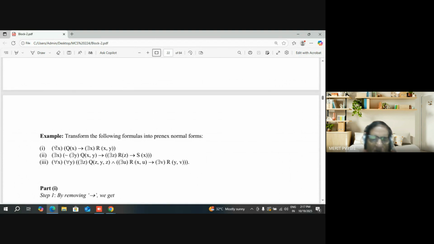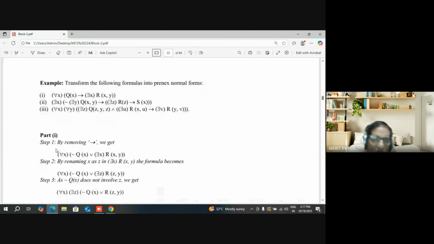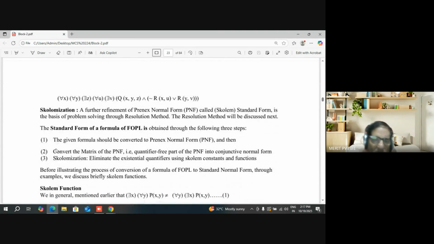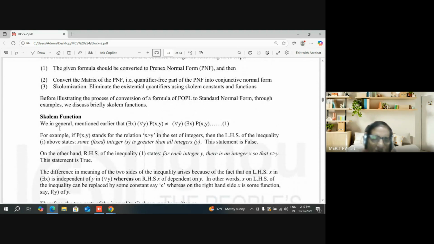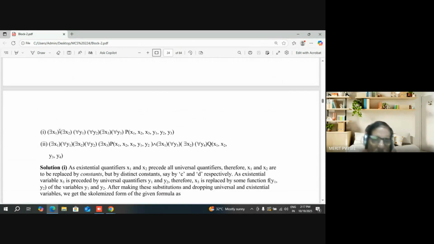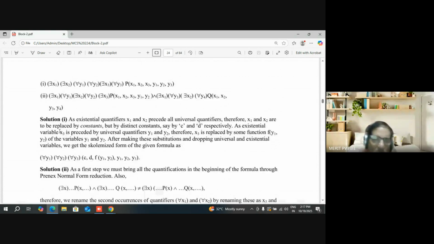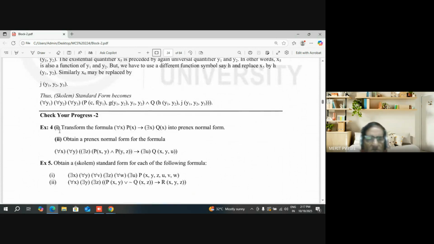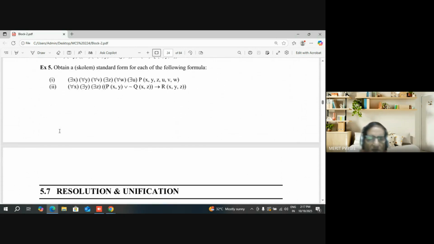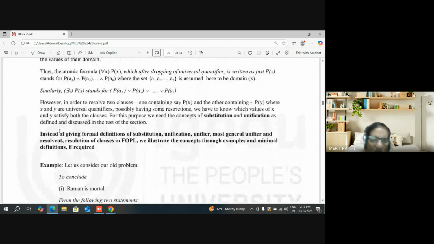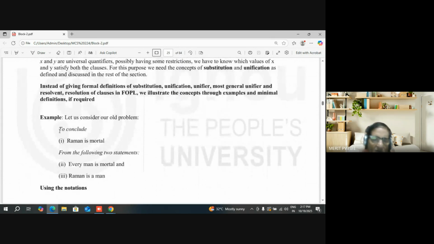Transferring the following formula into prenex normal form, all that is explained, that you can go through. This column function लगा के, there are various exercises, resolution and unification, that also you can go through.